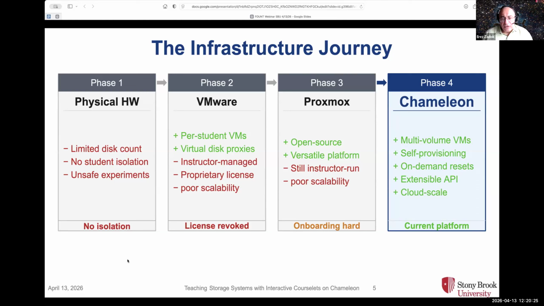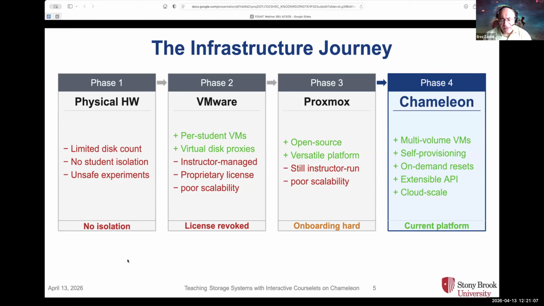Then in the early 2000s, I would say, we moved to using virtualization, using VMware. At the time, VMware was offering free educational licenses for teaching and research purposes for academics, teachers, and students. Not all the products were available, and usually the licenses were annual and had to be renewed. So that allowed us to move to virtual machines, which was very convenient. We could create different virtual machines, but we still needed to do instructor-managed setup of all the virtual machines. The licenses were proprietary, of course, and we had to constantly renew them.